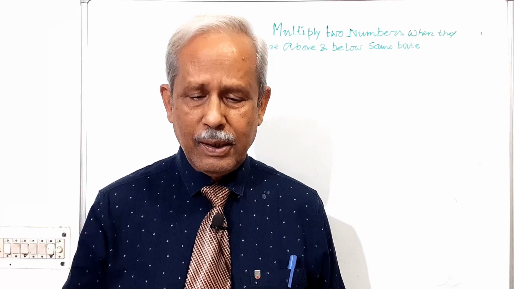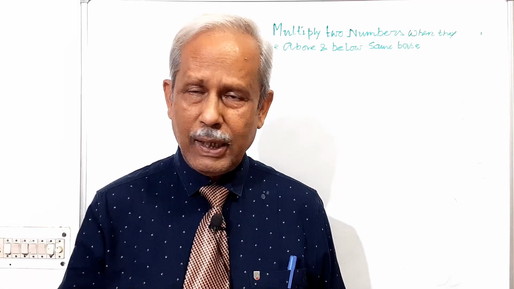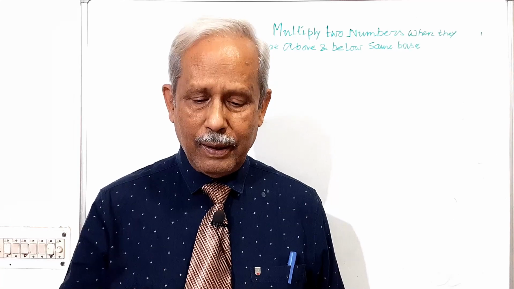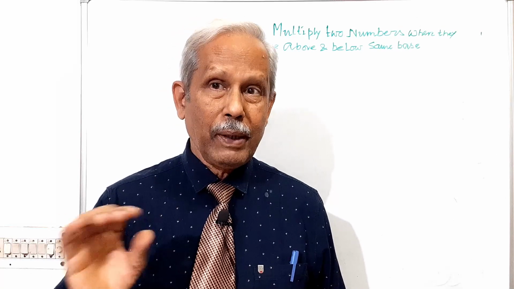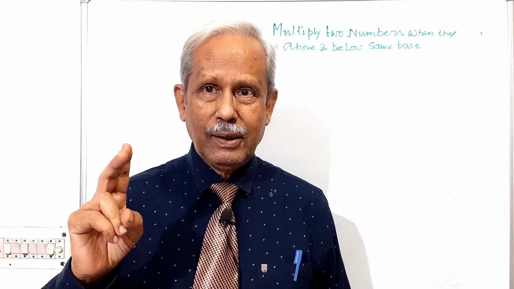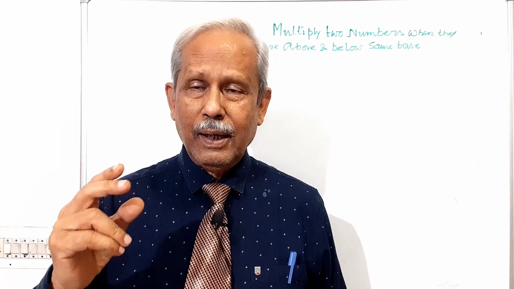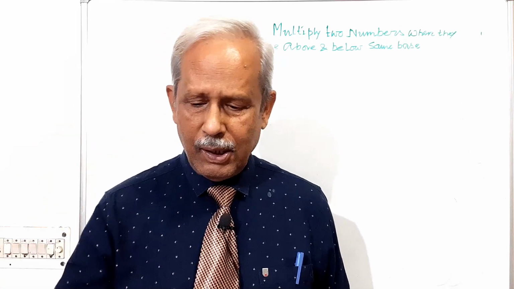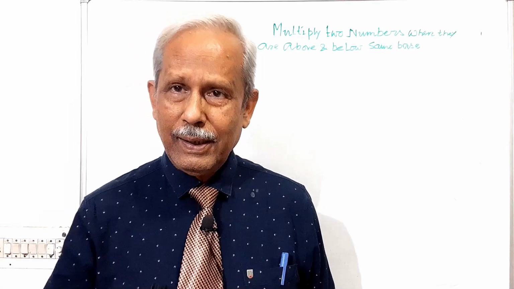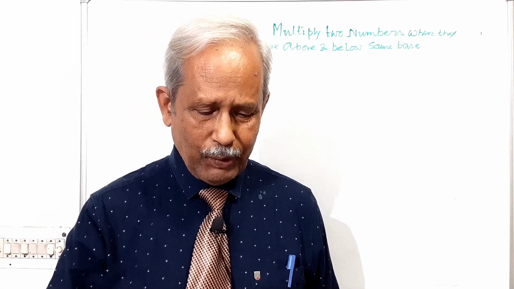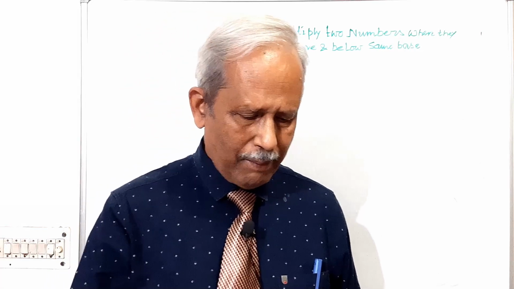The topic is multiplying any two numbers when they are above and below the same base. The base is the same, but one number is below the base and the other number is above the base. So in that case, how do we multiply easily in a shortcut way? Well, let us start with some examples.